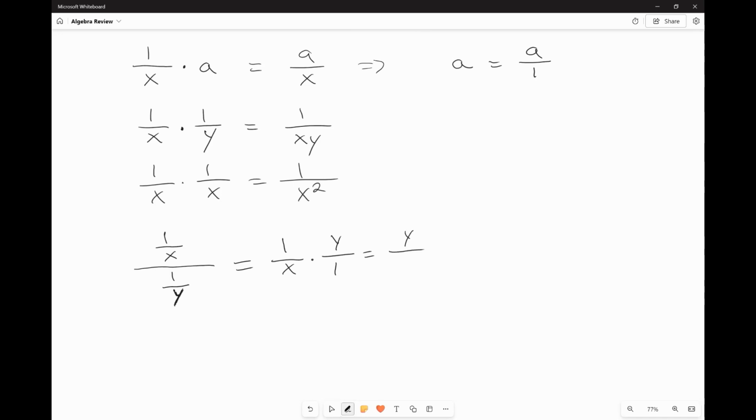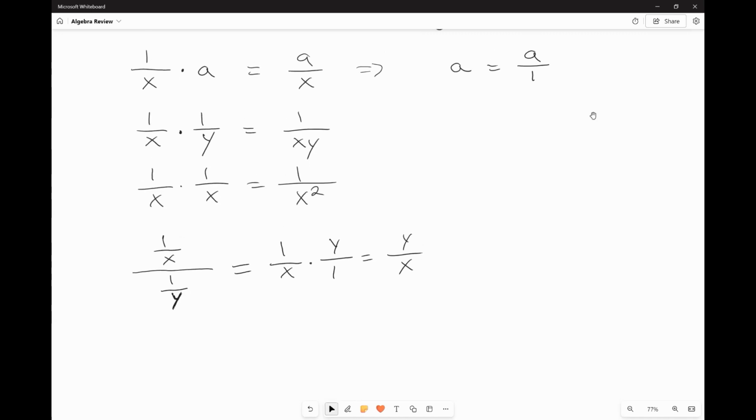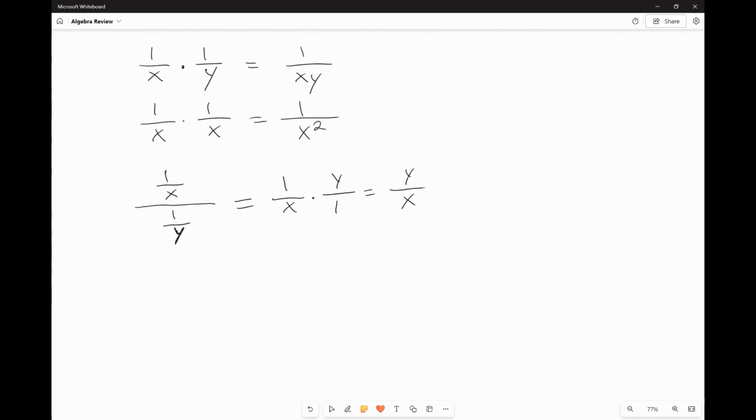So this would actually just be equal to y divided by x. That's a pretty cool trick. You take the bottom fraction, flip it upside down, and then multiply the two fractions together. So 1 divided by x divided by 1 divided by y would actually just be y divided by x. This is how to deal with multiplication of fractions and division of fractions.